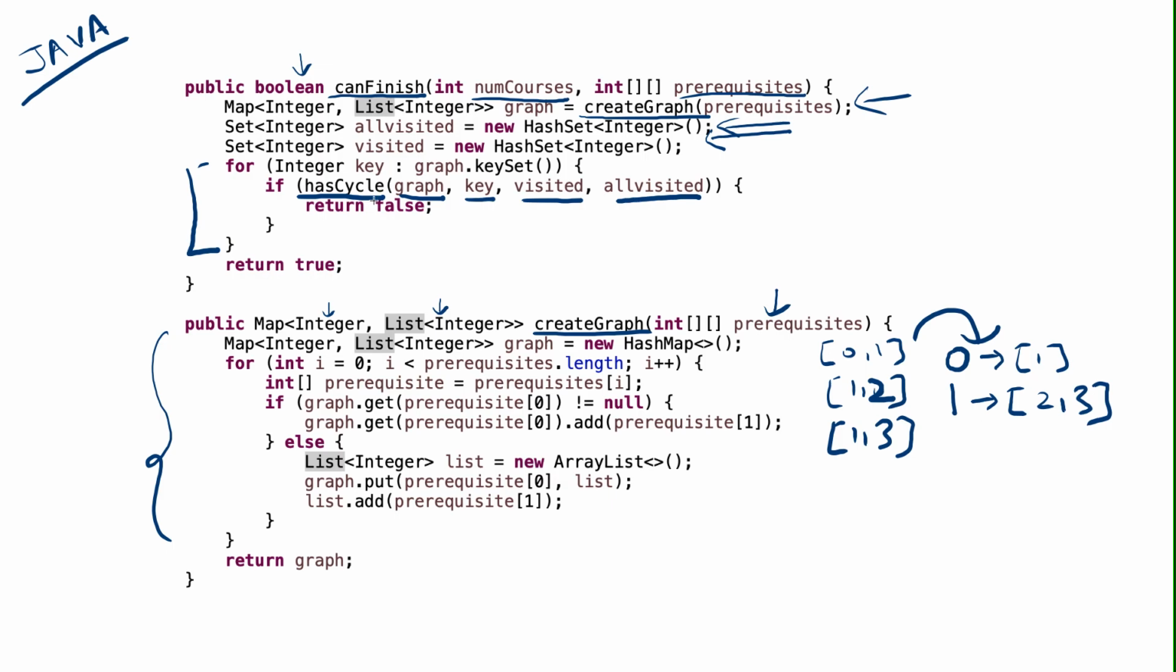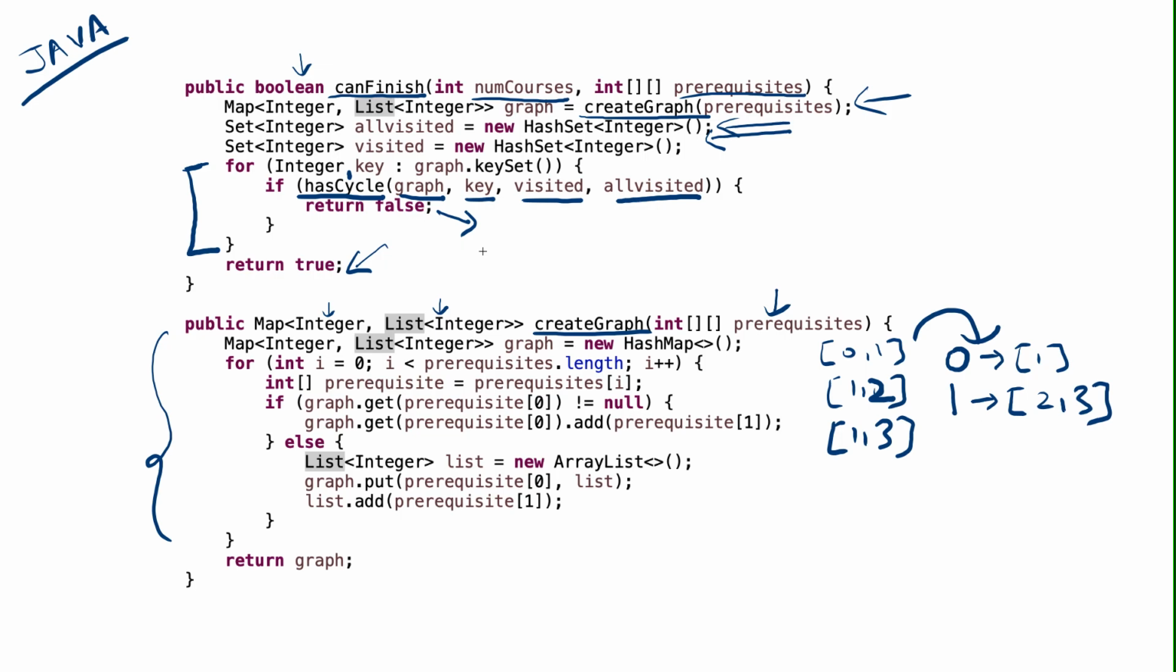So if for any course ID the code finds that there is a cycle, which means that has cycle returns a true value, we return a false, and then we exit, and we don't look for any other course ID which can form a circular dependency, because just one is enough for us to take a decision whether all courses can be taken up or not. So in case we finish this entire for loop without finding a cycle, then we return a true, indicating that there were no cycles and all the courses can be taken up.